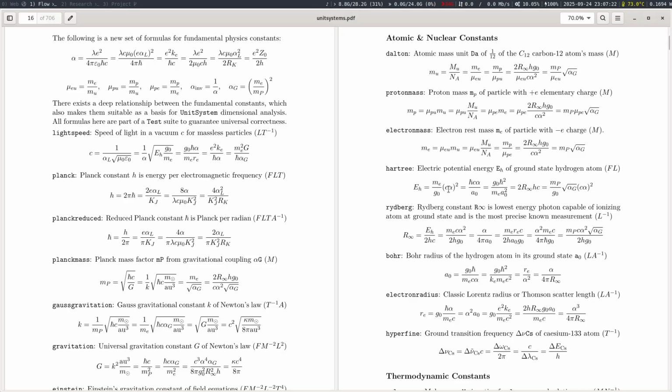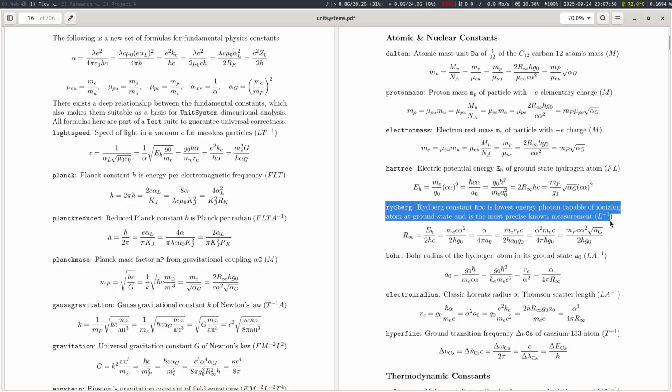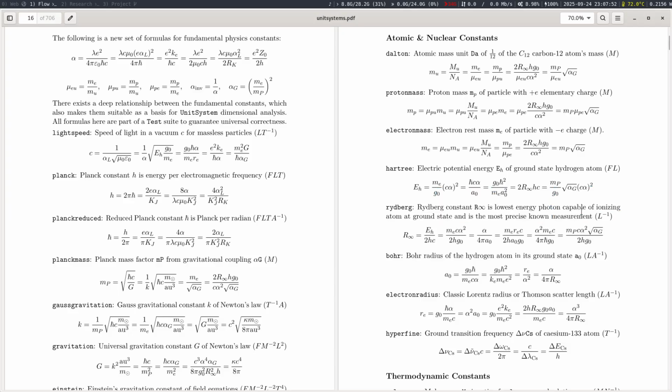And the electric potential energy EH of ground state hydrogen atom. That's the Hartree electric potential energy. And the Rydberg constant is the lowest energy photon capable of ionizing an atom at ground state. And this is the most precise known measurement. So this is a very important foundational value for the measurements.